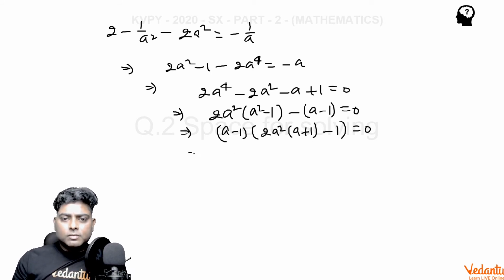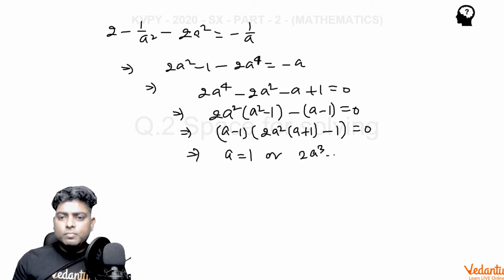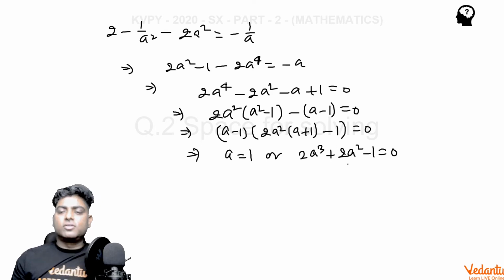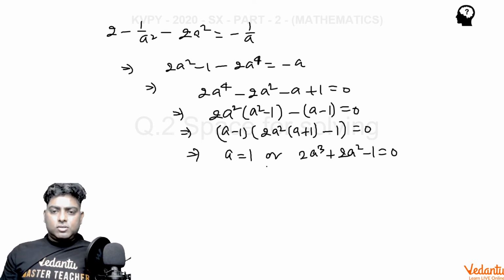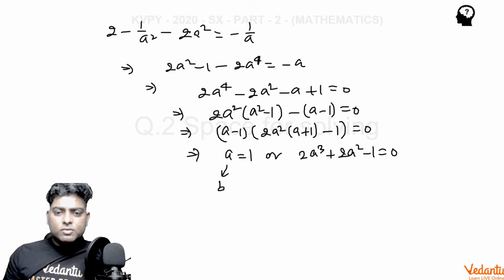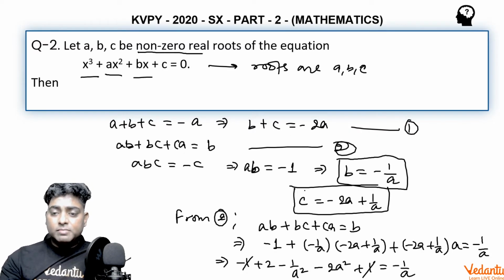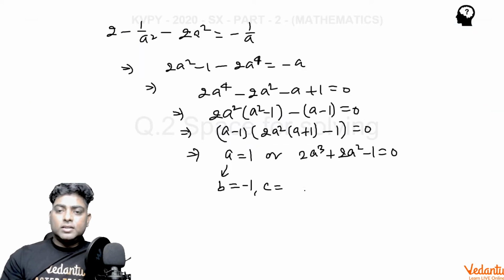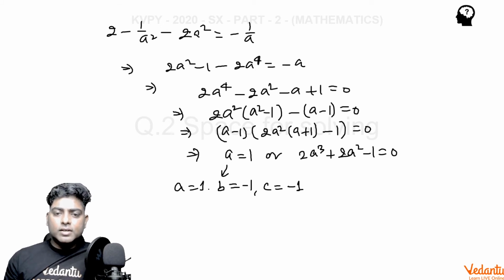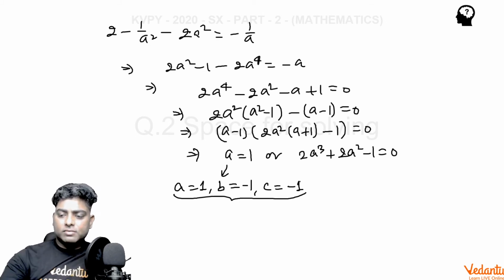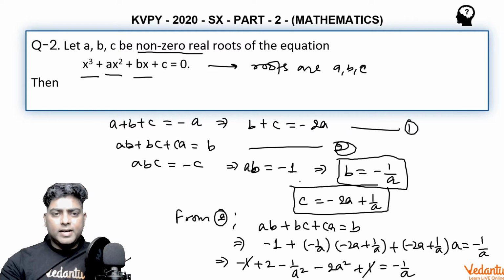So from here, either a is equal to 1 or 2a cube plus 2a square minus 1 equals 0, right? So corresponding to this, b would be minus 1 by a, that is minus 1, and c was, I think, minus 2a plus 1 by a. With a is 1, it is minus 2 plus 1, that is minus 1. So this is one of the possible triplets: a is 1, b is minus 1, c is minus 1, right?